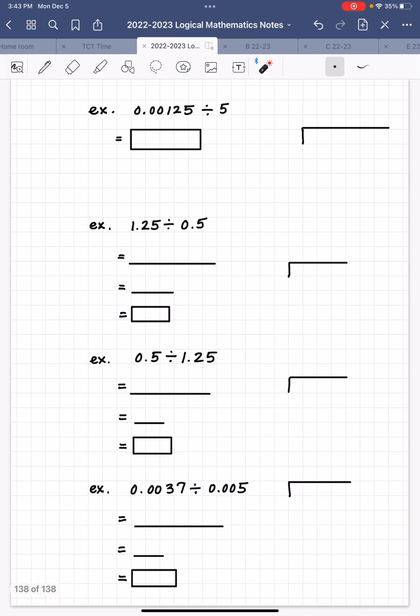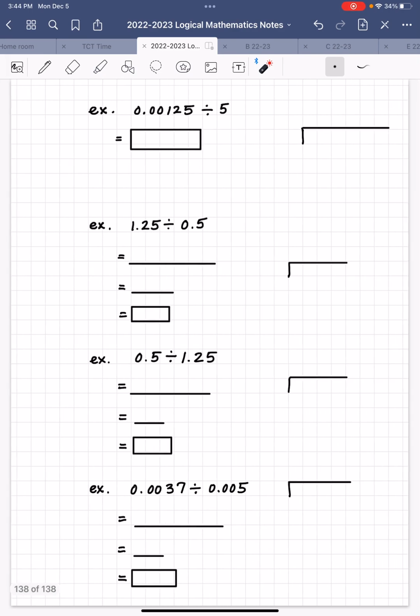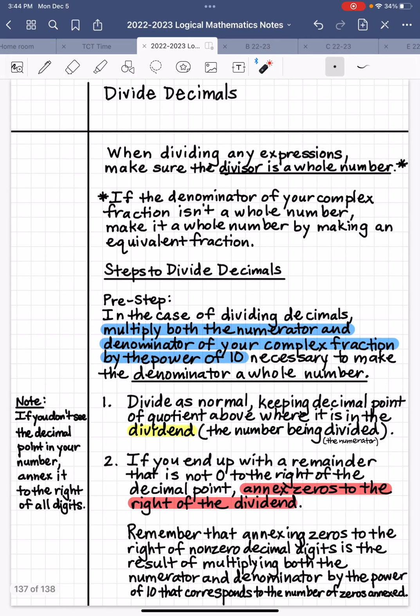So whatever we have to multiply the denominator by to make it a whole number, we'll multiply the numerator by that same power of 10. Then, once we've done that, we'll get an equivalent complex fraction, and then we just divide as normal. And we keep the decimal point of the quotient, the answer we get, exactly where it appears in the dividend, the number that's being divided.